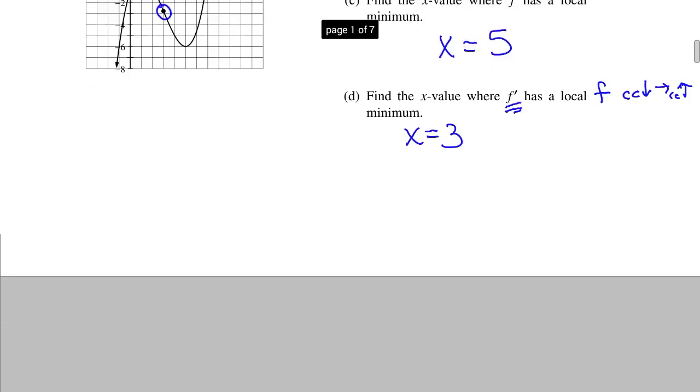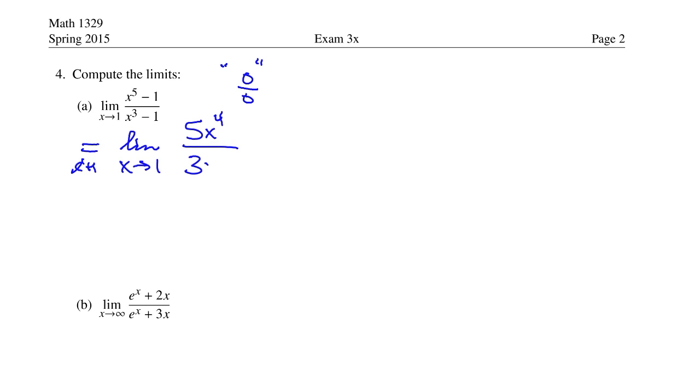All right, let's look at question 4. Compute the limits. So first off, you want to check to see if this is 0 over 0, and it is. So therefore, we can do L'Hopital's rule. Take the derivative of the numerator, take the derivative of the denominator, and then evaluate. So you get 5 times 1 to the 4th, and then 3 times 1 squared, and that's 5/3.